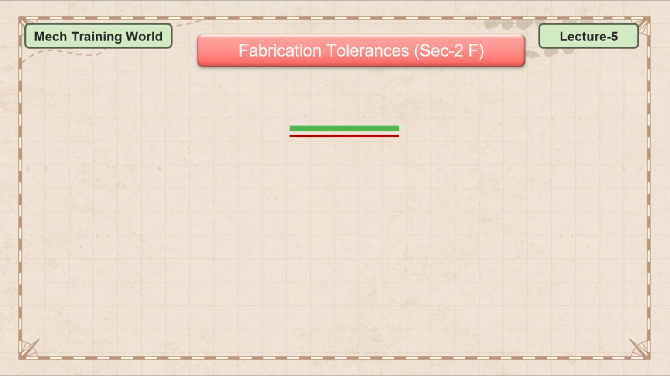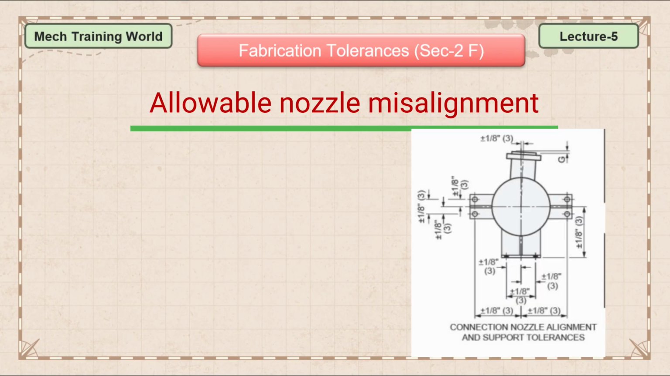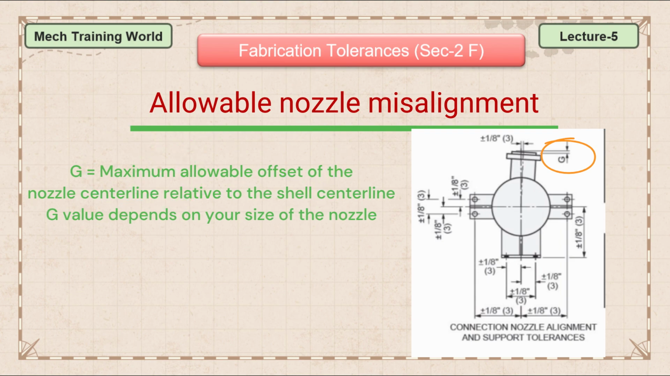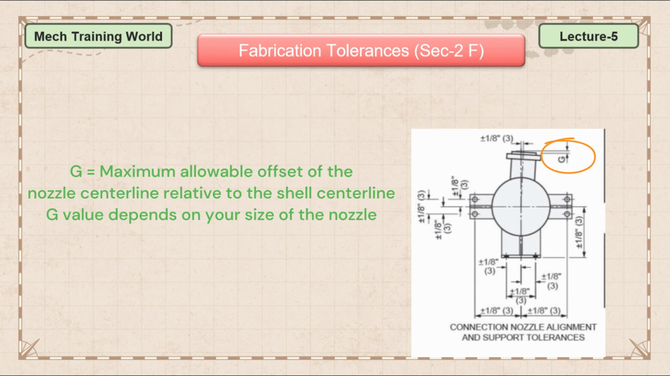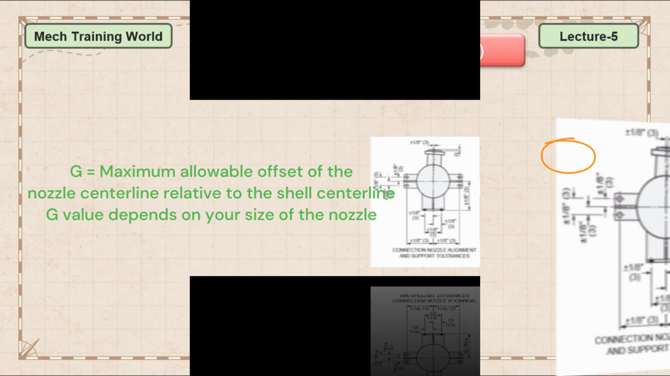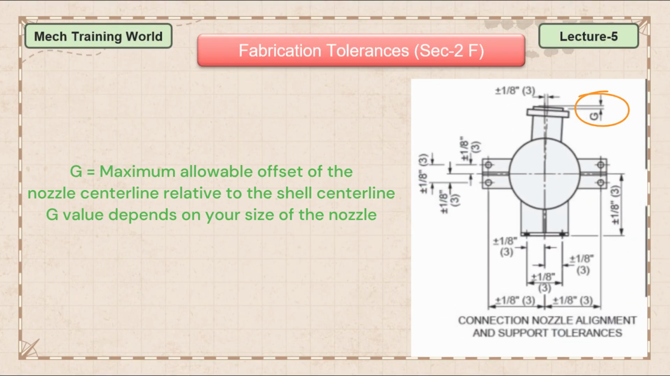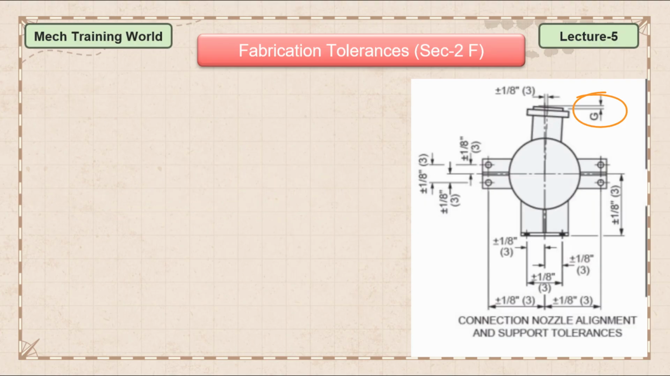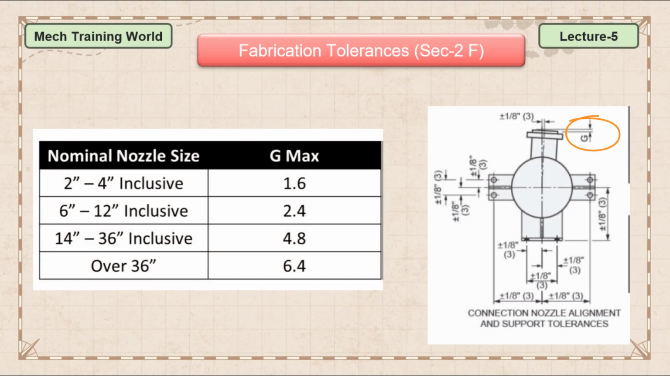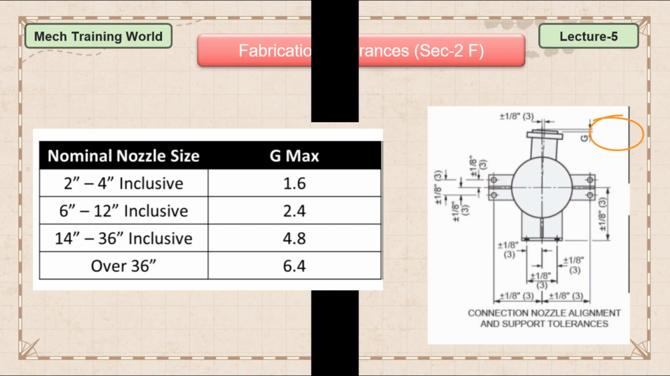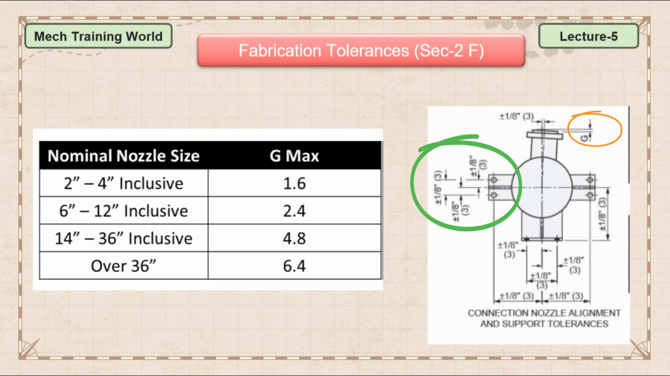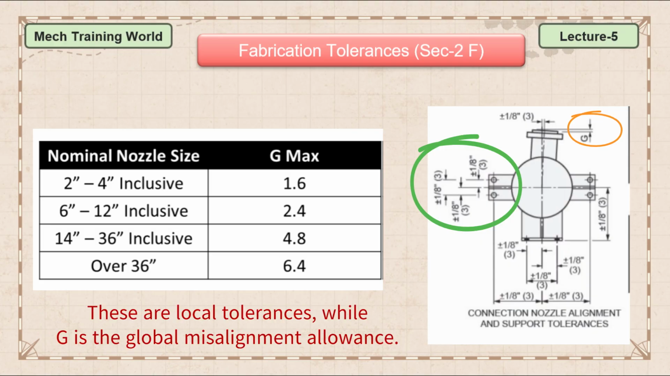Let's see the next one: allowable nozzle misalignment. This is the picture explaining allowable nozzle misalignment, which is represented by G for heat exchangers. Here, G equals the maximum allowable offset of the nozzle center line relative to the shell center line. The G value depends on the size of the nozzle. According to size, the G value varies, and you can see it in the table as well. Apart from G values, you can see other tolerances as well. These are local tolerances, while G is the global misalignment allowance.